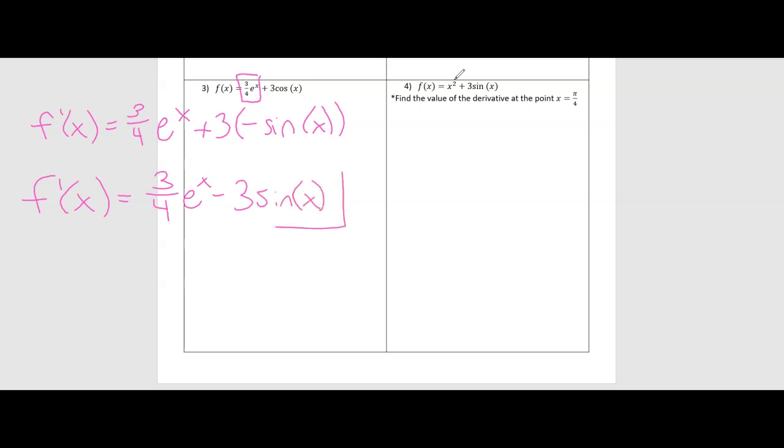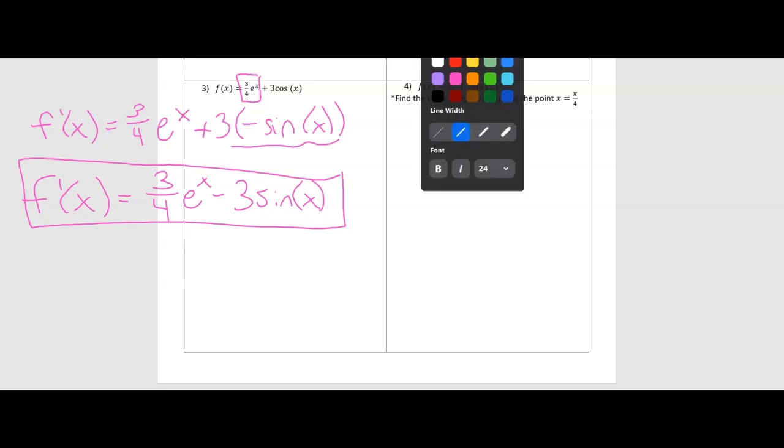of x. Now again, the better you get with these, you'll just be able to rewrite this as negative 3 sine of x eventually right away. I'm just showing you each step individually because we're kind of new to all this for the most part.